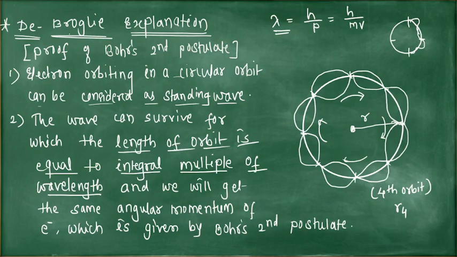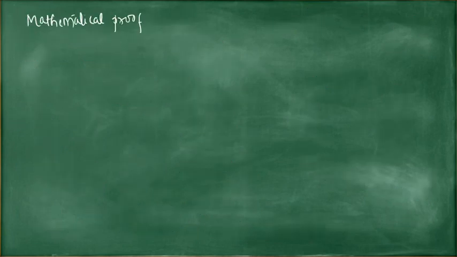Now apply the hypothesis of de Broglie to this electron. Then you will get Bohr's second postulate in mathematical form. So let us see how this mathematical expression can be obtained. Mathematical proof.